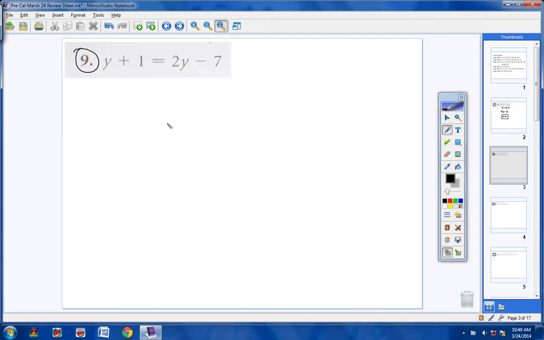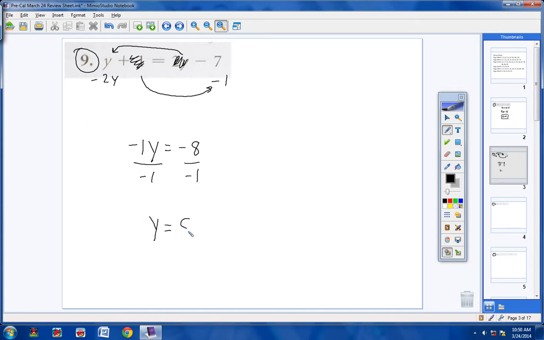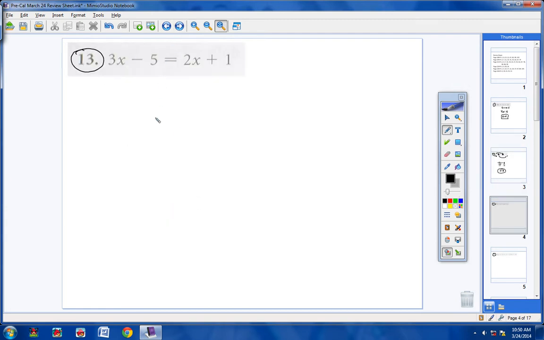Moving on to number 9. Alright, a simple linear equation. I'm going to bring my 2y over here and make it negative, bring my 1 over here and make it negative. So I have a negative 2y over here. I have a negative 1 here. y minus 2y is negative y. Negative 7, negative 1 is negative 8. There's really a negative 1 here. So we're going to divide both sides by a negative 1. And if we do that correctly, y equals 8. Okay? y equals 8.